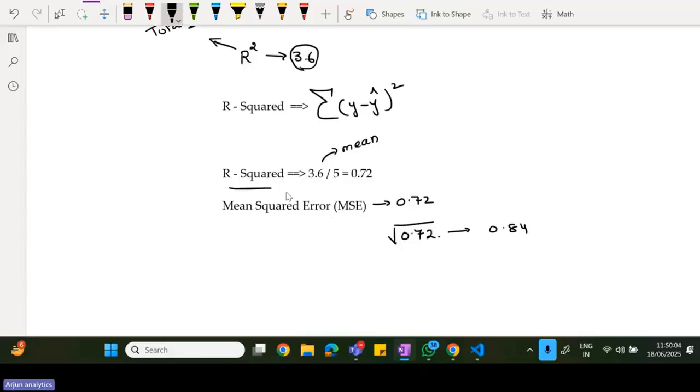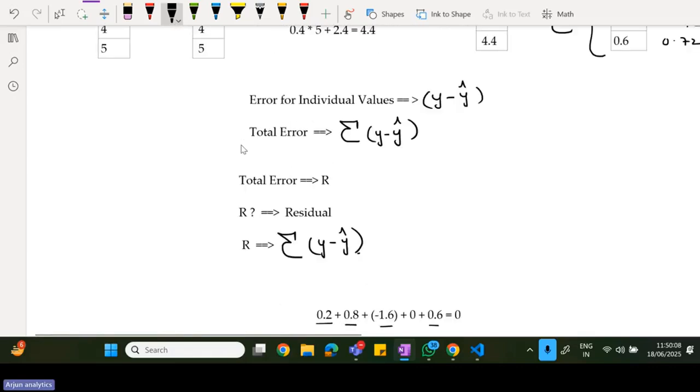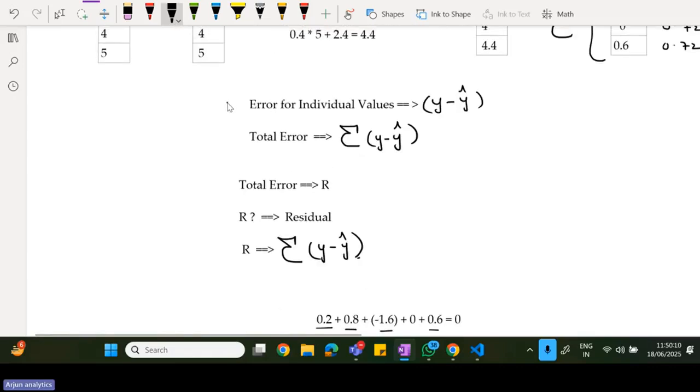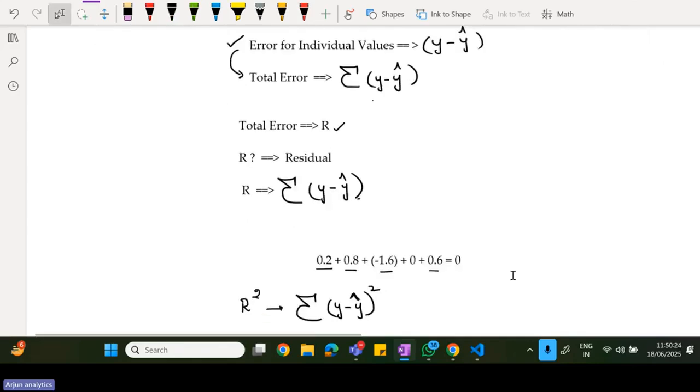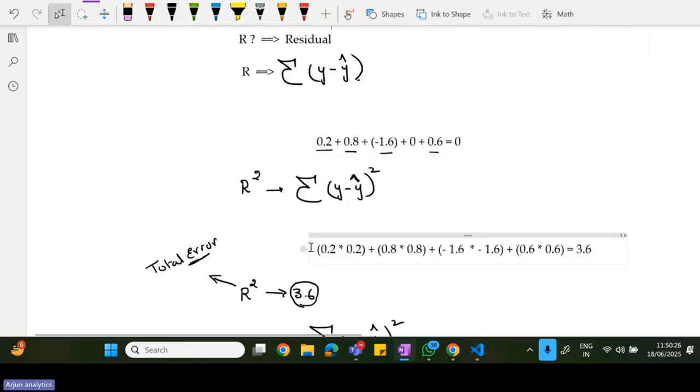Now this, what I'm doing, try to understand this, guys. First, we calculated the error for individual values. We got the total error by doing the summation. This total error we usually represent with R, that is a residual. Because of the sign, they are getting cancelled and we are getting 0. So what we did, we have squared it. This is one of the error detection metrics that is called R squared.